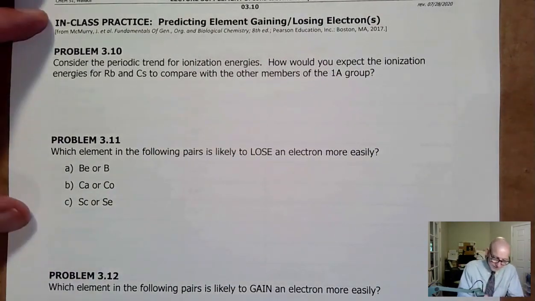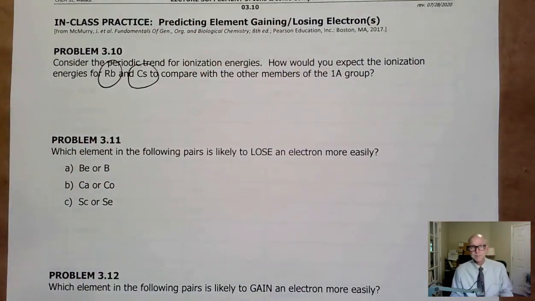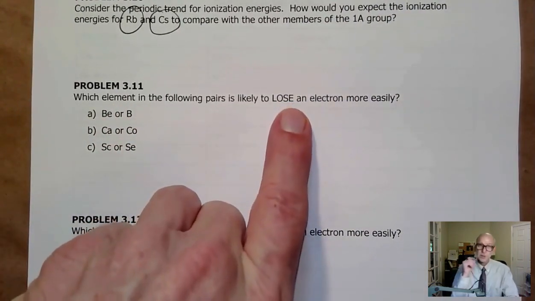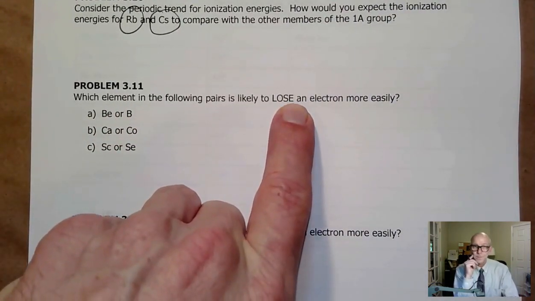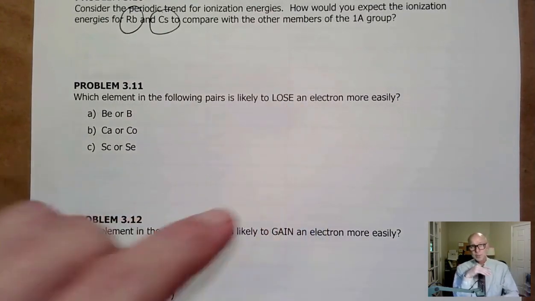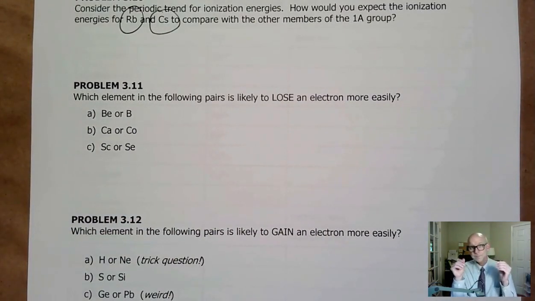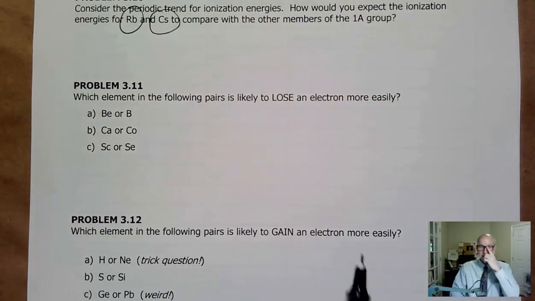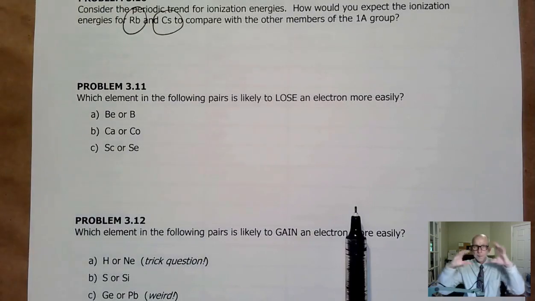Okay. So it says, hey, you get rubidium and cesium, and there's some other elements in their column. Would you think the ionization energy would be higher or lower than the other similar elements in their column? Now here, which element is likely to lose an electron? Am I talking about the bigger atom or the smaller atom? In every case, should I be trying to identify the bigger atom or the smaller atom? That's the key. Lose an electron. Does that sound like something a tiny atom would do or a big atom would do?